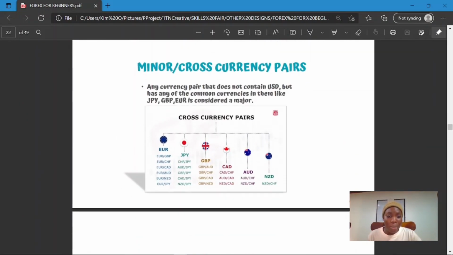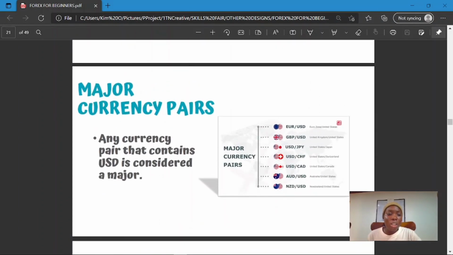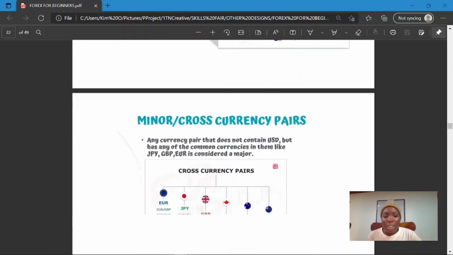Exotic currency pairs are not captured here, but I'll talk about it a little. Major currency pairs are any currency pairs that contain USD in them. So for example, we can see here Euro USD, GBP USD, USD JPY, USD CHF, USD CAD, AUD USD, NZD USD. These are major currency pairs, right?